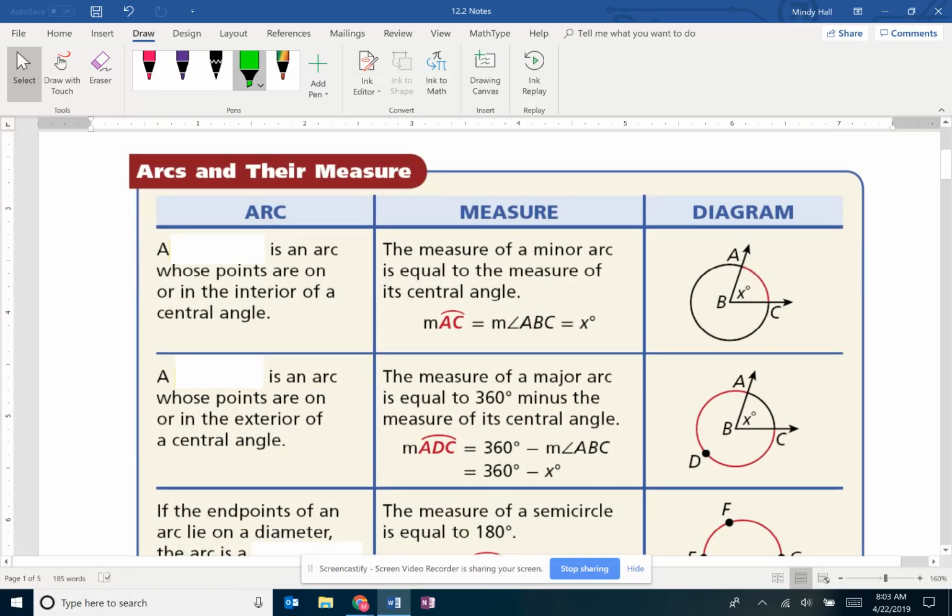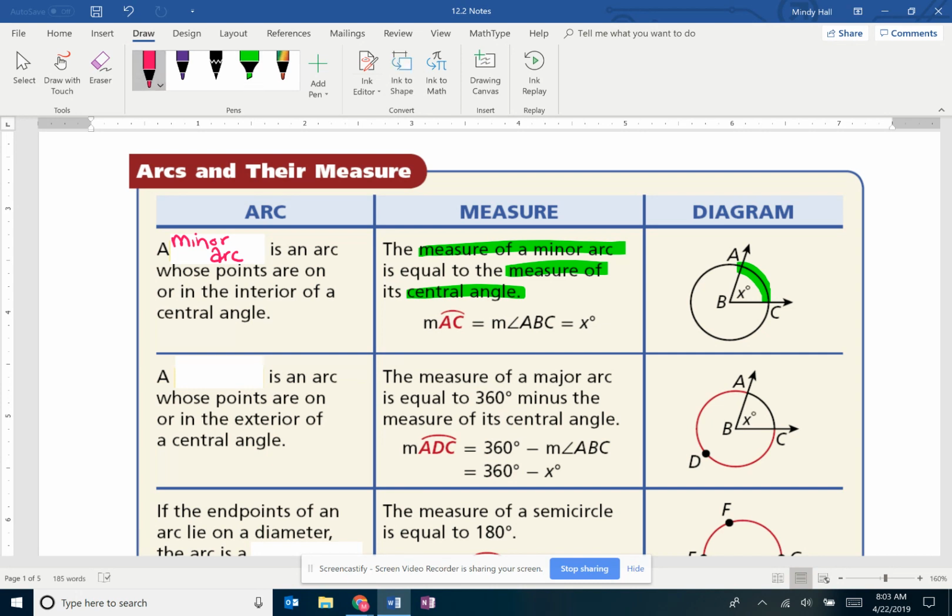So if we come down here, a minor arc are the points on or in the interior of a central angle. So like I said, it's just this little bit right here. And the measure of a minor arc is equal to the measure of the central angle. So just keep that in mind. If that angle was 30 degrees, then the arc would also be 30 degrees.